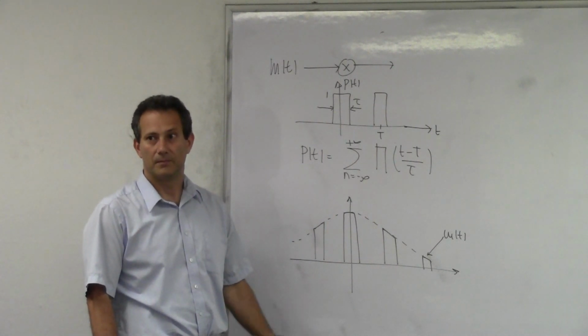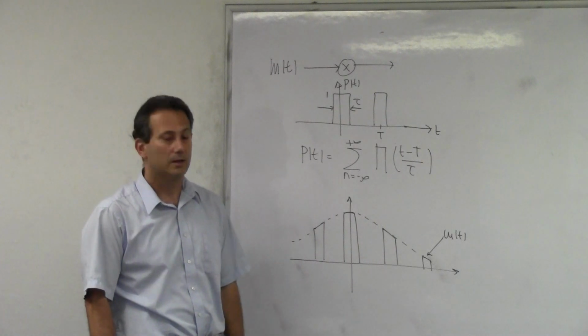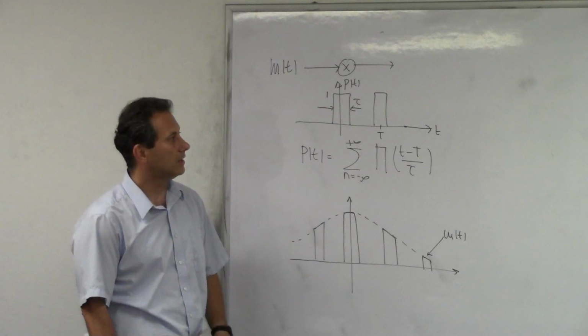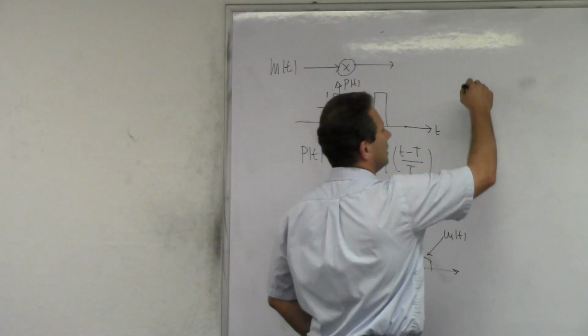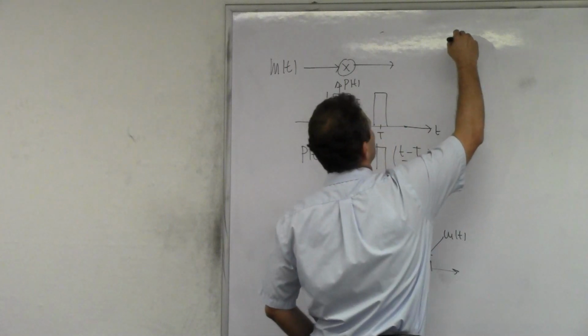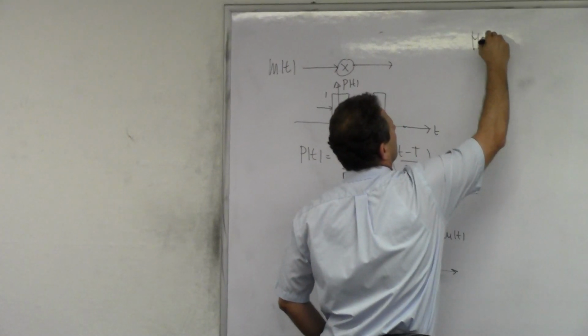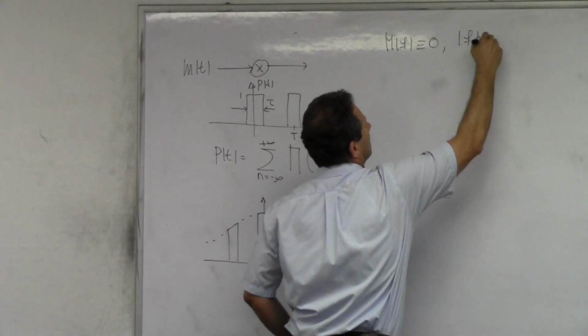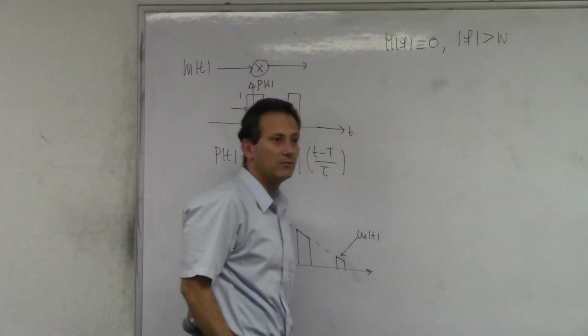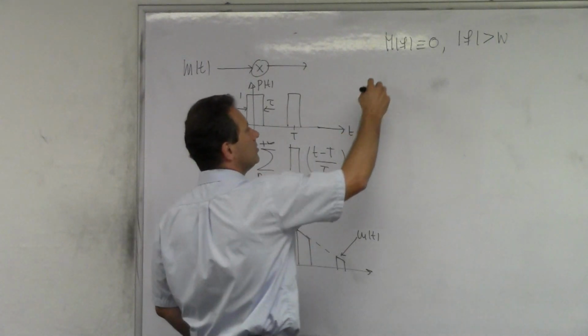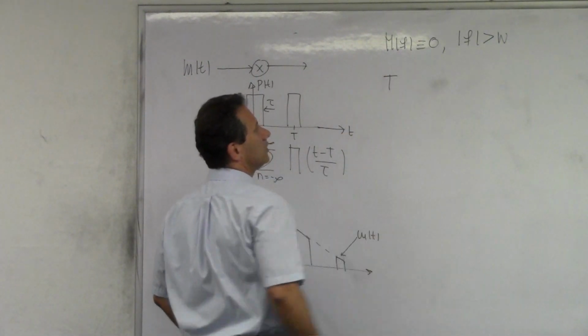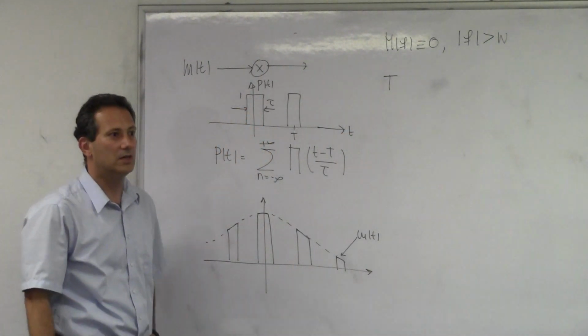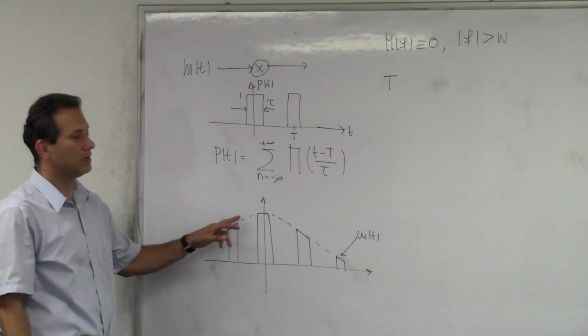Okay? Did you follow? All right. Now the question here, let me ask you this. If the bandwidth of M of t, so M of f, is identically equal to 0 when f is greater than W, so W is the bandwidth of M of f, what should T be? What constraint should I have on T so that this whole thing works?